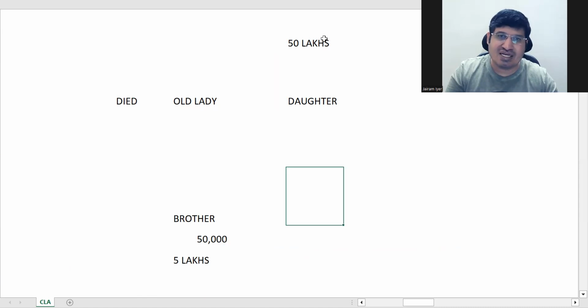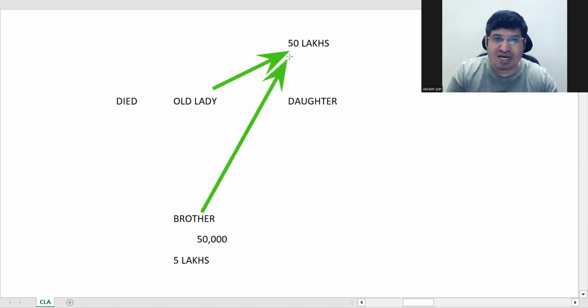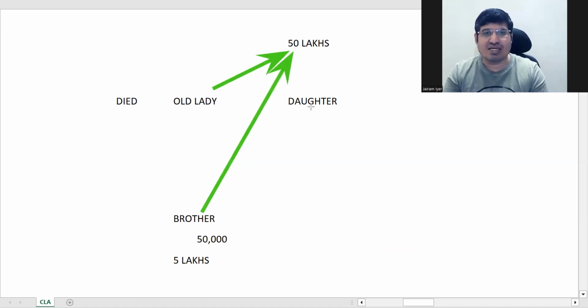Now the daughter did not pay, and the daughter said that I will not give him anything because this consideration of 50 lakhs moved from my mother. This did not move from my uncle. Brother of the old lady was his uncle, right? It did not move from the brother. So which is why I do not have to pay him.